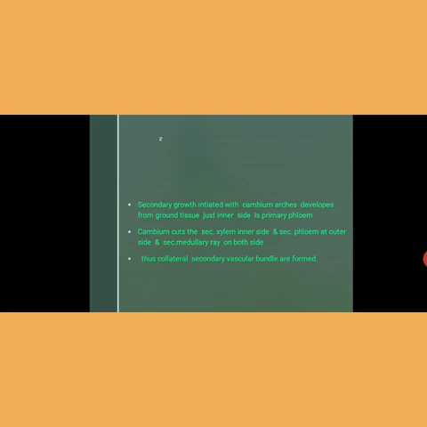Secondary growth is nothing but the meristematic layer of tissue, the cambium, which cuts the vascular bundle into two parts. The xylem is cut into primary xylem and secondary xylem, and the phloem is cut into primary phloem and secondary phloem. Here also we can see that the cambium cuts secondary xylem to the inner side and secondary phloem to the outer side. Thus, collateral secondary vascular bundles are formed.